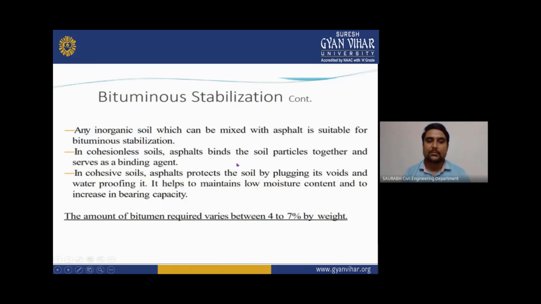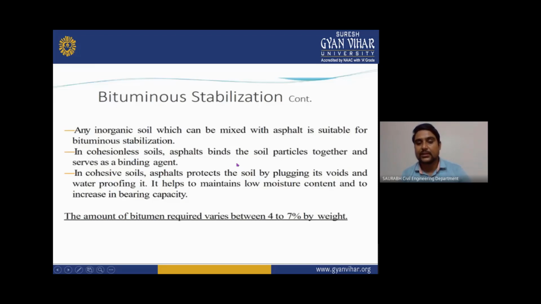Now we will come to the next topic, bituminous stabilization. Here we have to use bitumen for the soil stabilization. Any inorganic soil which can be mixed with asphalt is suitable for bituminous soil stabilization. In cohesionless soil, asphalt binds the soil particles together and serves as the binding agent.